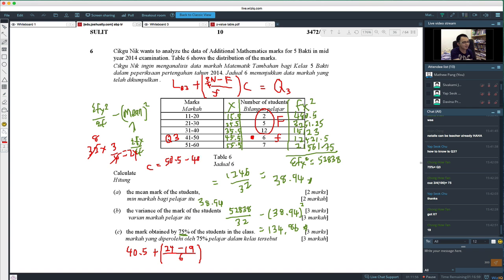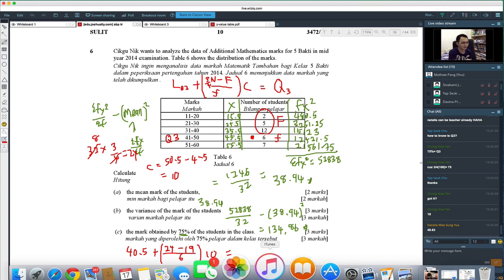Alright. Then you just use the calculator. You should be able to get the correct answer easily. So 40.5 plus 24 minus 19 is 5 over 6. And then multiply with 10. So you will get the answer, which is, yeah, I think your answer will be 48.83. Yep.